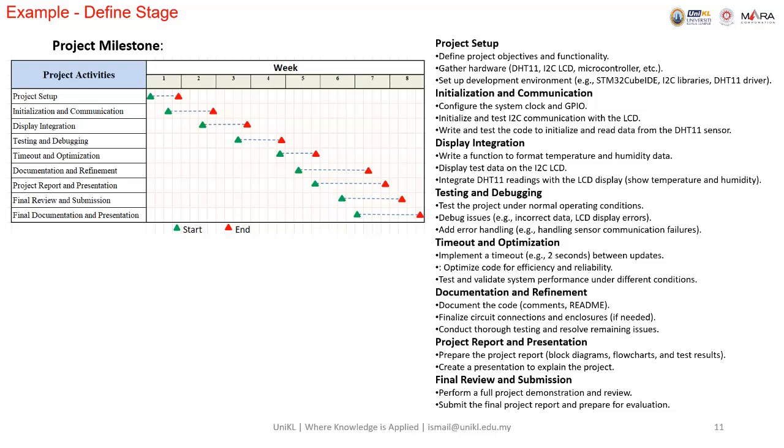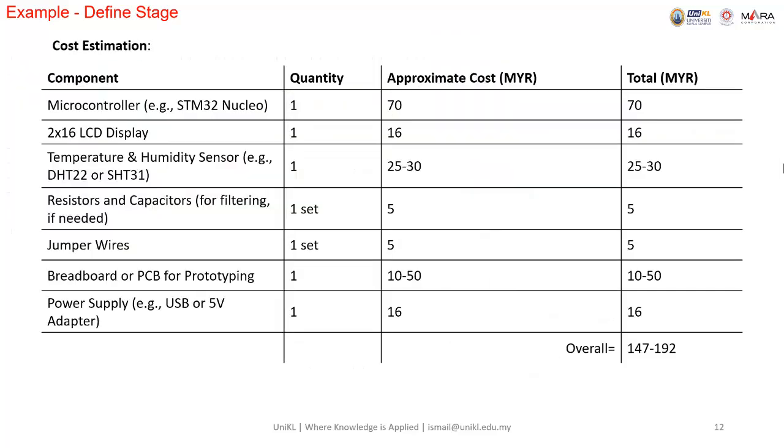Alright. So this is a project milestone. The second one that we have is the cost estimations. So cost estimation just lists down the components used, the quantity required, the approximate cost, and the total cost. And normally, we multiply 10% for the miscellaneous.